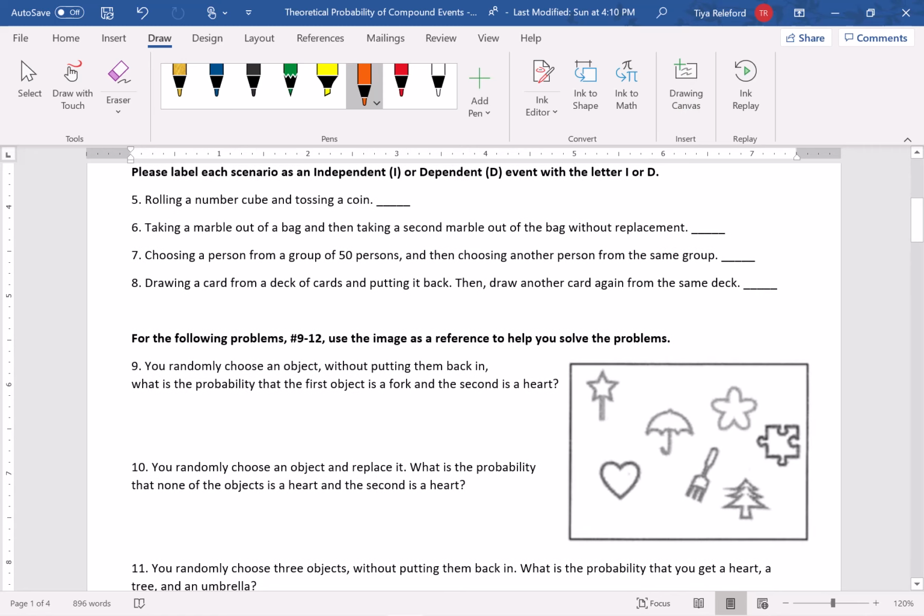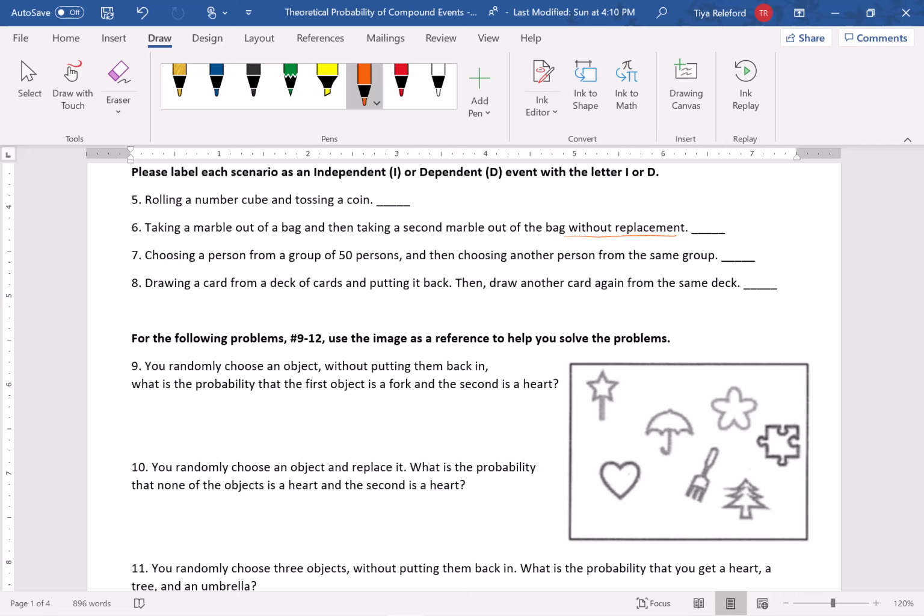Number 6 says taking a marble out of a bag and then taking a second marble out of the bag. This is the key right here. Without replacement. If I have 10 marbles in a bag and I take one out, how many marbles are left in the bag? 9. Did I change what was in the bag? Yes, that is dependent.